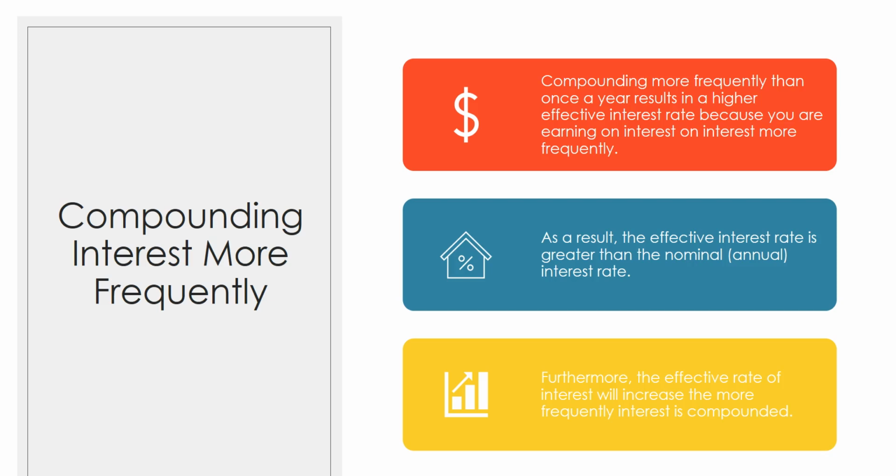So the nominal rate is the rate that we have been discussing. It's the rate that you plug into your time value of money functions on your calculator. It's the rate that's given on loan agreements. And the greater the compounding frequency, the faster the effective rate increases.